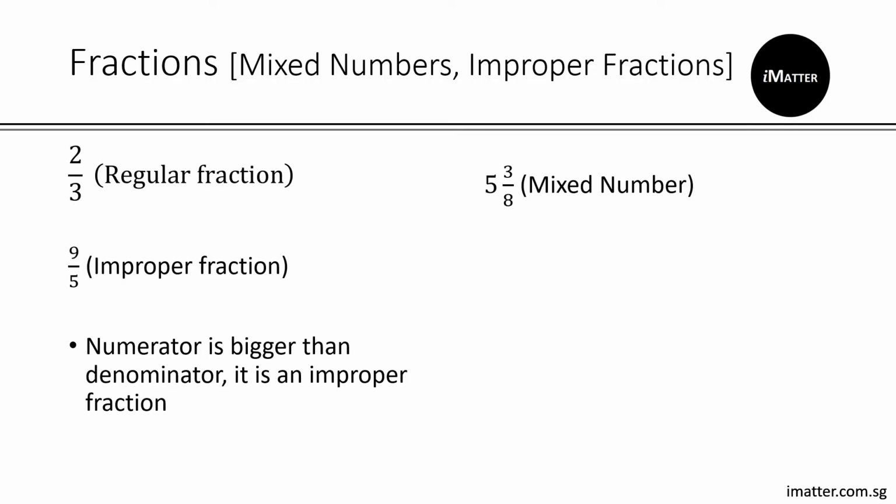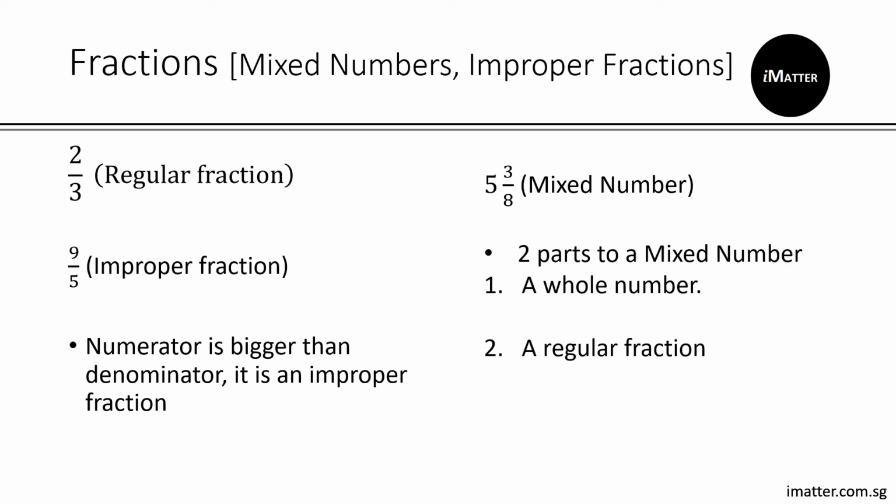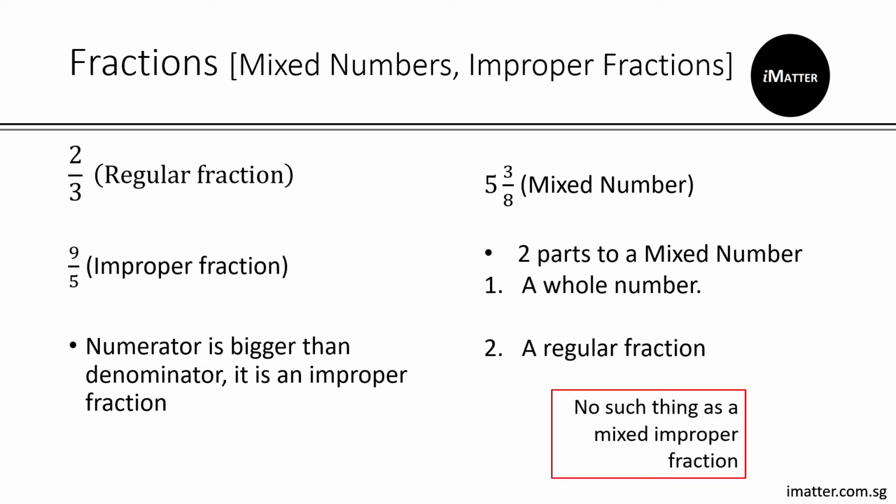So on the screen, you can see that I have shown you a regular fraction, an improper fraction, and a mixed number. Now do take note that for the improper fraction, the numerator is bigger than the denominator. Hence, this shows an improper fraction. However, a mixed number is called a mixed number because it has 2 parts. One is a whole number and the other one is a regular fraction. Do take note that there is no such thing as a mixed improper fraction.